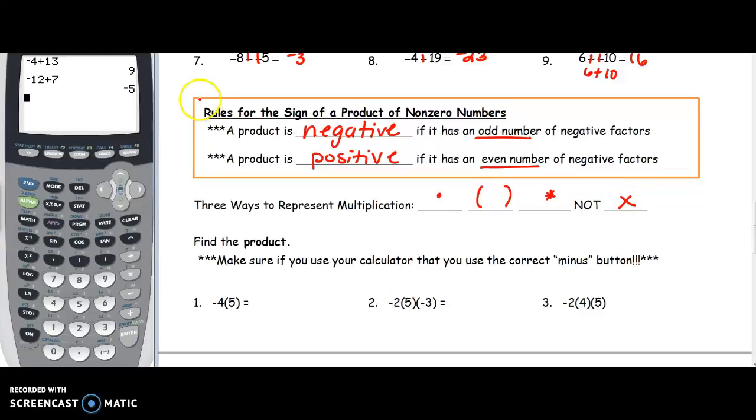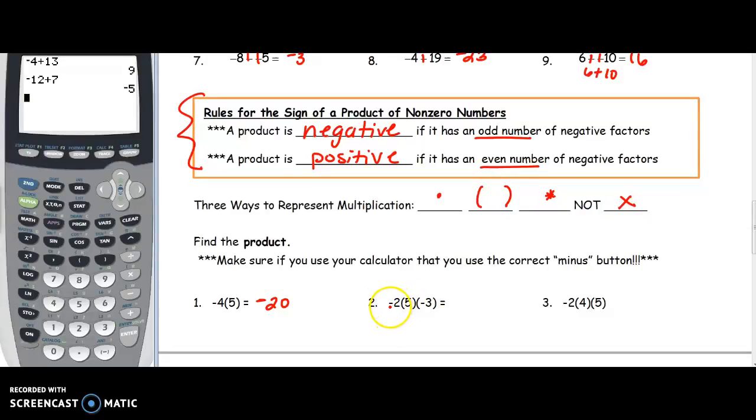So our rules for sign: if we have an even number of negatives, your answer will be positive. If you have an odd number of negatives, your answer will be negative. So here you only have one, so we can say right away that our answer is going to be negative. And then you just do the operation 4 times 5, which is 20.